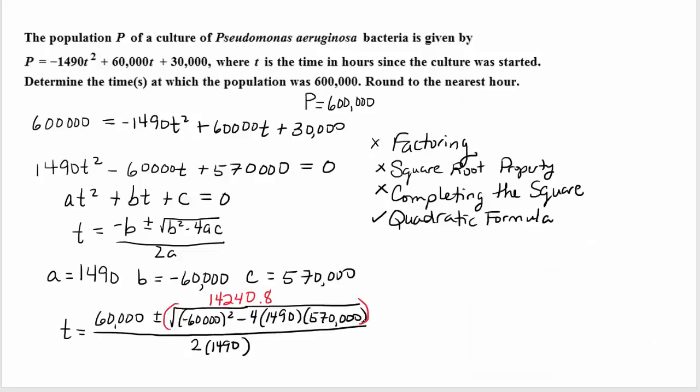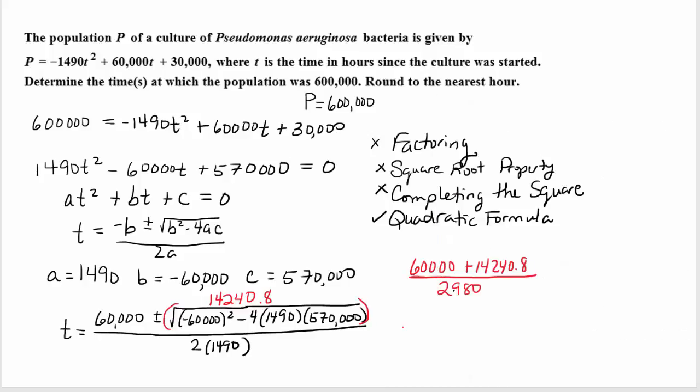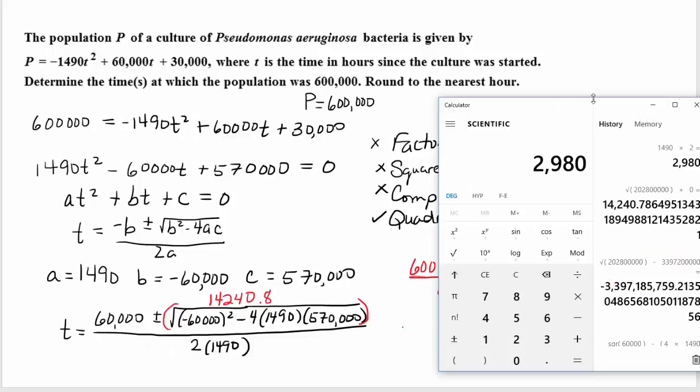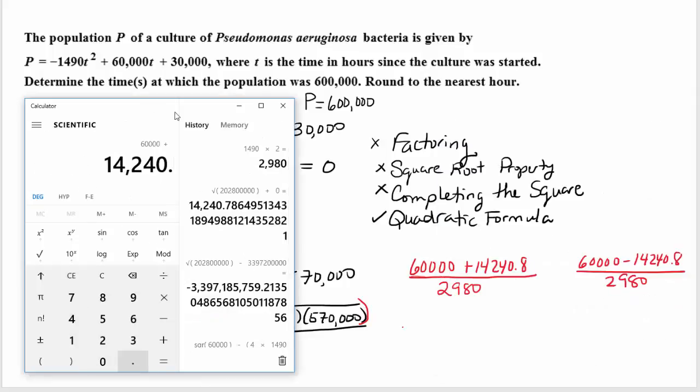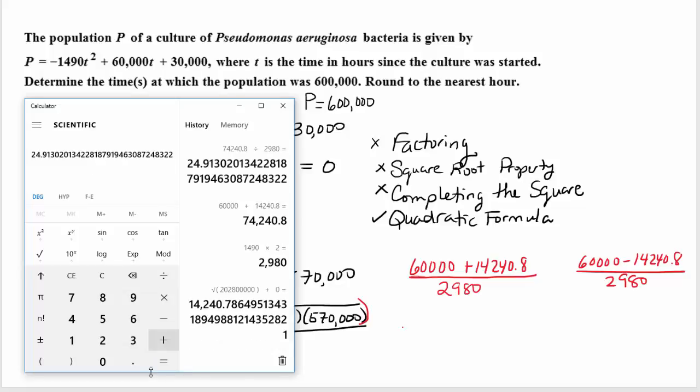We now have two answers that we need to find. 60,000 plus 14,240.8 over 1490 times 2, which is 2,980. And then I also need to find 60,000 minus 14,240.8 divided by 2,980. So 60,000 plus 14,240.8 equals 74,240.8, but we're going to now divide that by 2,980, and that gives us about 24.9.